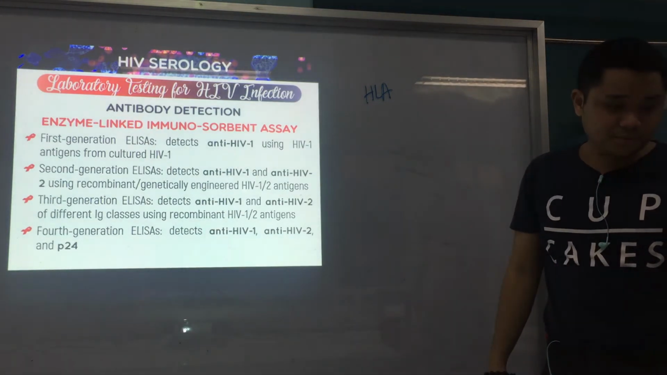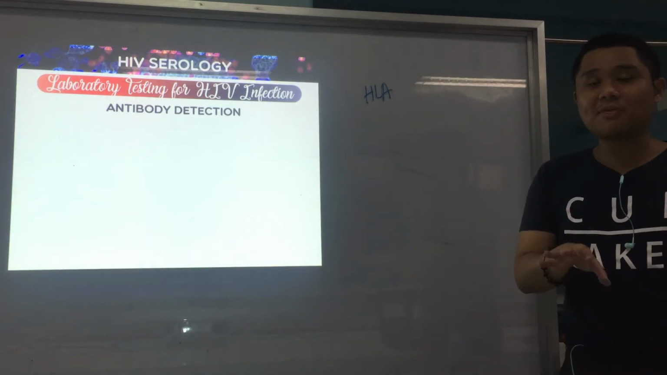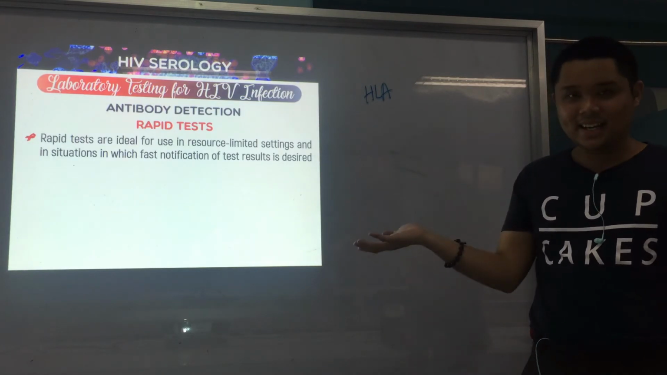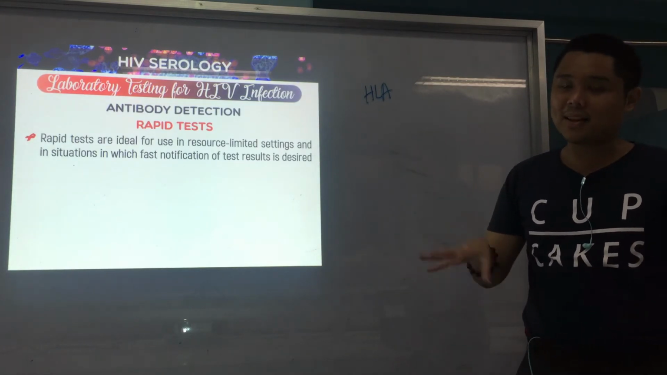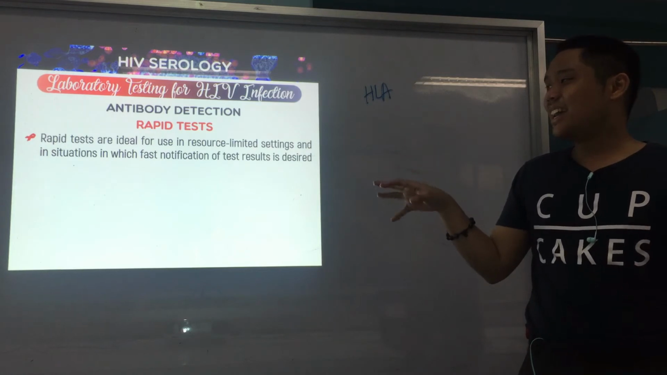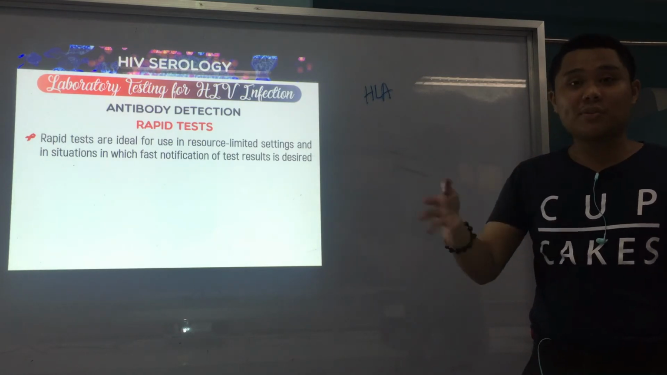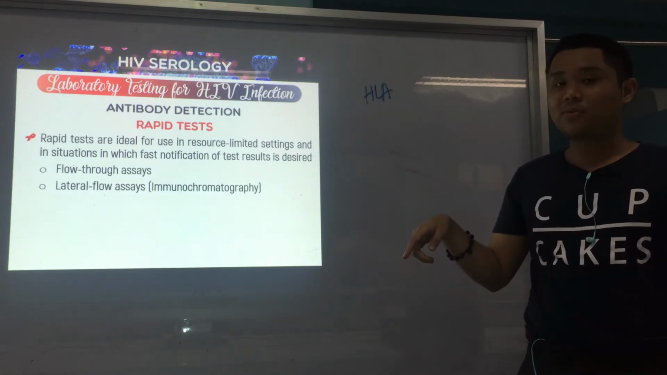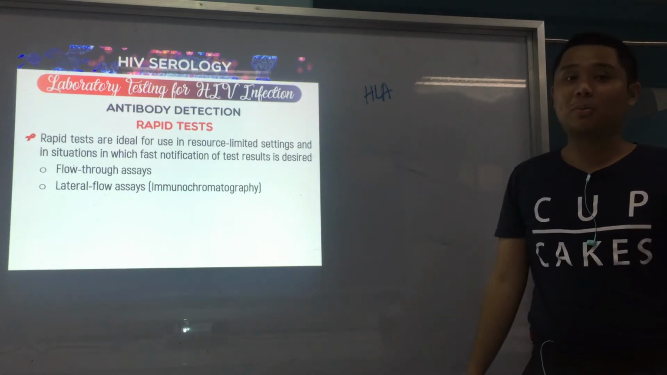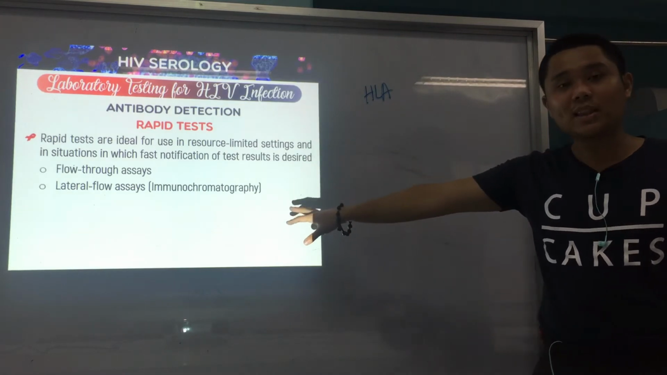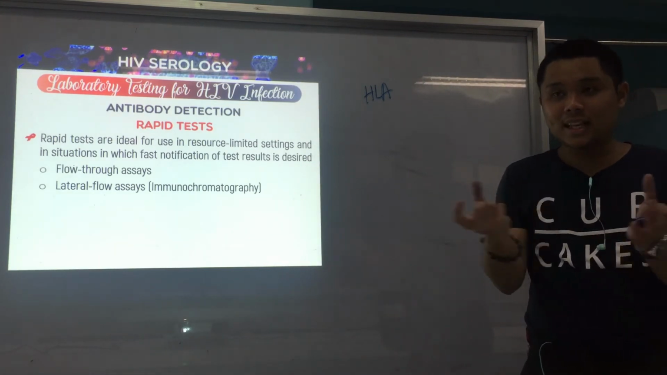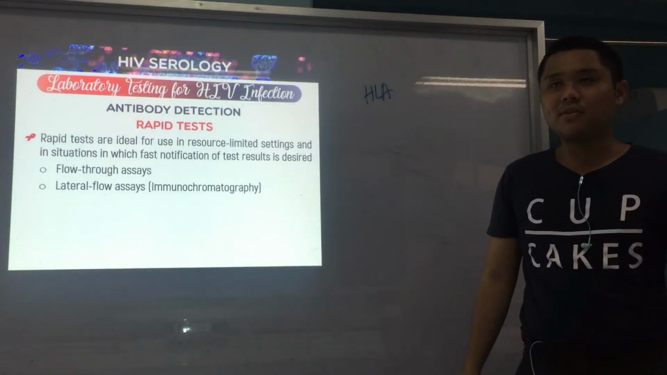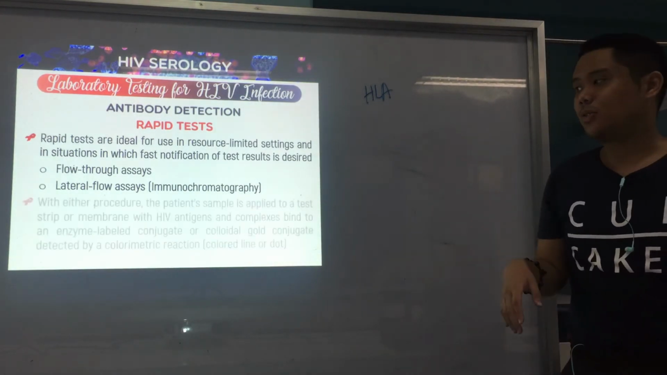Okay. Alright. Aside from ELISA, you could also use rapid tests. And by the name of rapid tests, they are ideal in resource-limited settings, Exhibit A, Philippines. And in situations in which fast notification of results is required. So, it could be flow-through assays or lateral flow immunoassays or immunochromatography. Yes, and this is our lab activity in HIV serology. We'll be using test kits to detect antibody to HIV-1 and HIV-2.